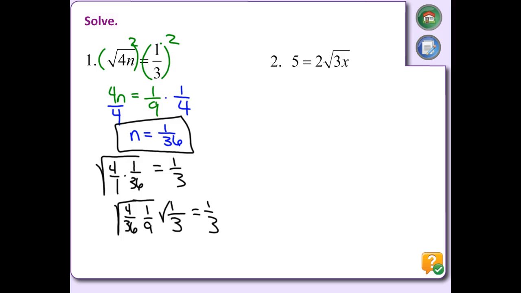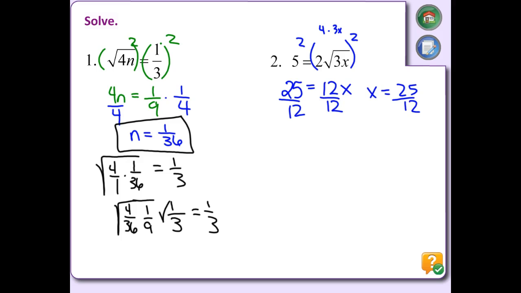Let's look at number 2. Once again, I've got to square both sides to get x out of the house. So we've got 25 equals, now that's going to be 4 times 3x, because when I square those, that's what happens. So we have 12x, and then we're going to divide both sides by 12. So x equals 25 over 12.